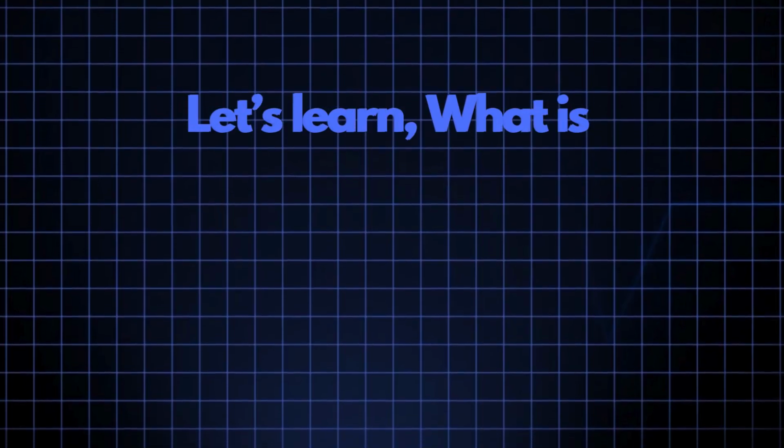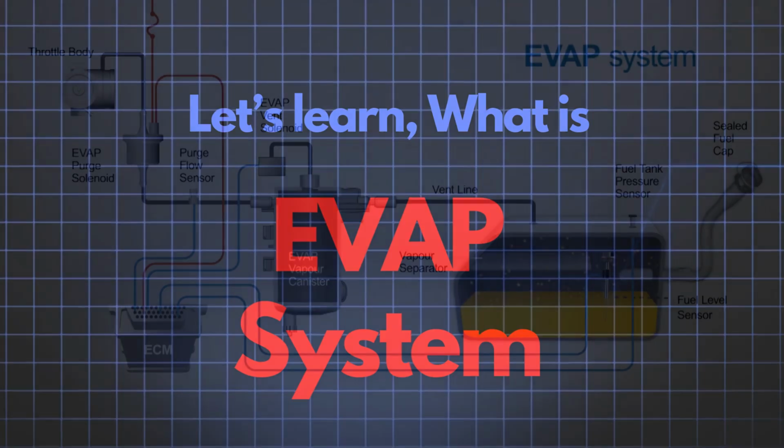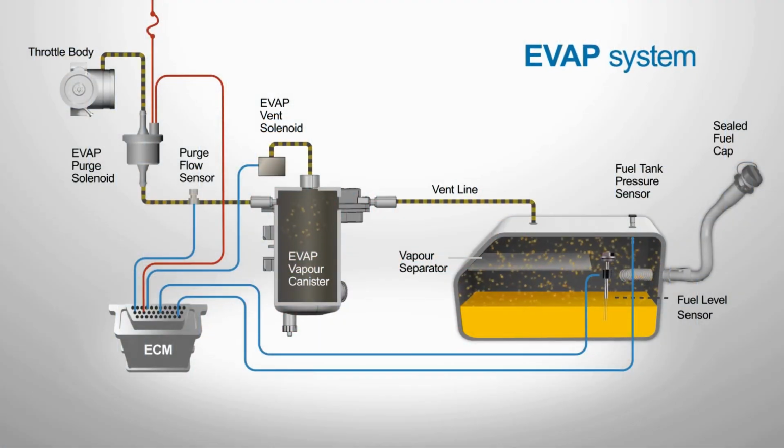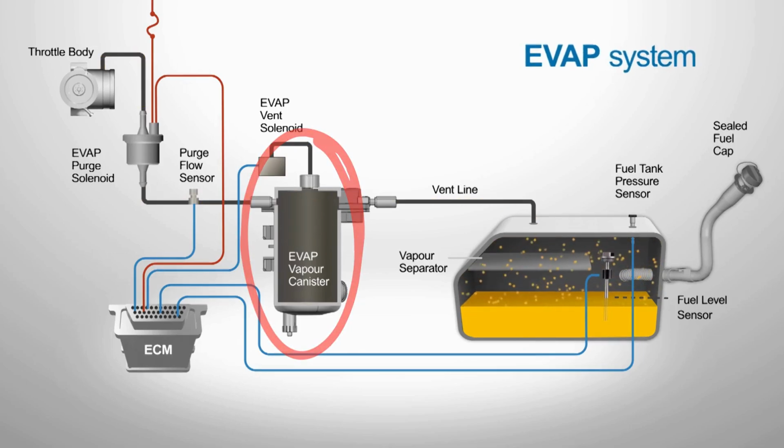Now let's talk about the EVAP system. The purpose of the EVAP system is simple but vital. It's designed to prevent fuel vapors from escaping into the atmosphere, which helps reduce air pollution. Basically, it's a collection of components that create a sealed environment, capturing, storing, and eventually purging volatile fuel vapors from the fuel system.